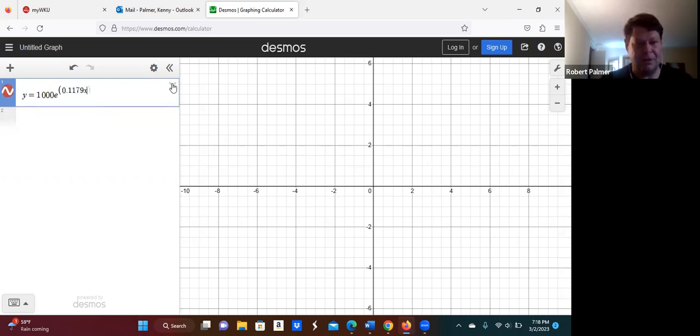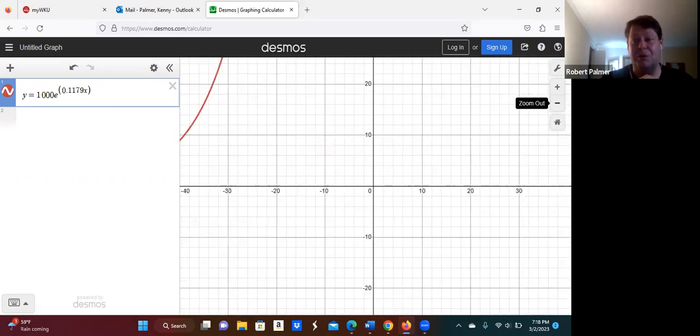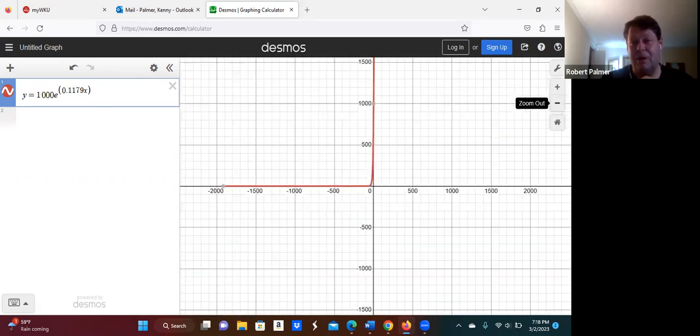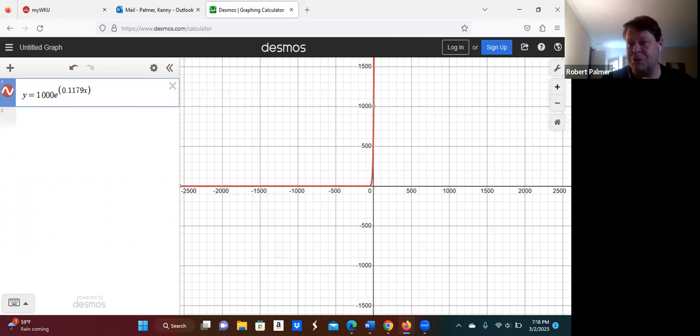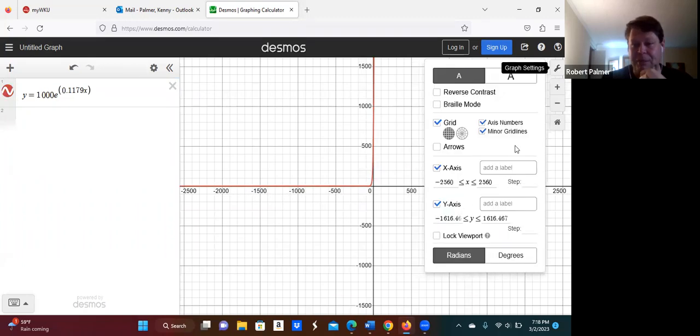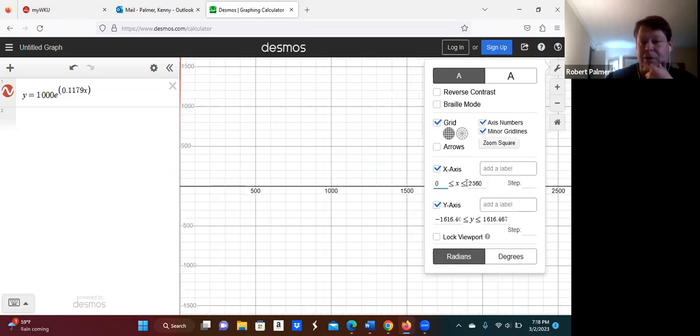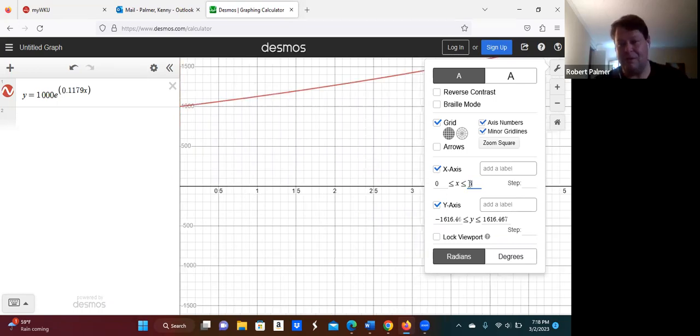So 1,000 times e raised to the, in parentheses, 0.1179x. Okay. Now, why we can't see it is because our initial point's at 1,000. So here we go. Yes, this is incredibly hard to see. So let me actually change this. Let's change my x-axis to, how about 0 to 5. That would be good. Let's start with that. So I'm going to find this from 0 to 5.